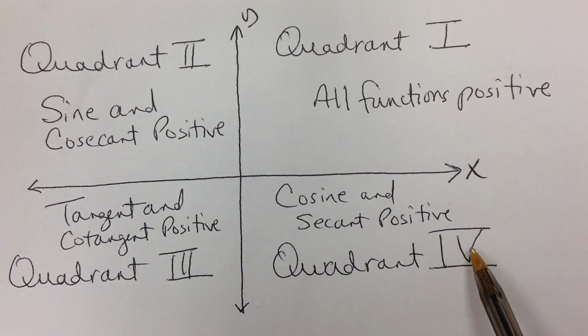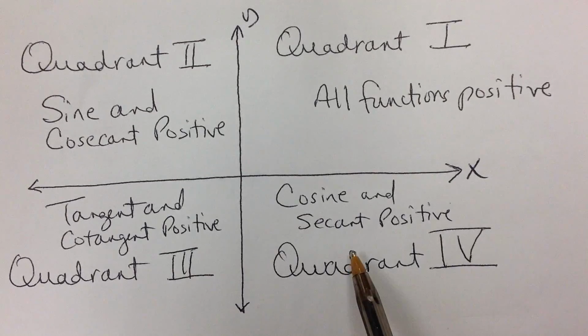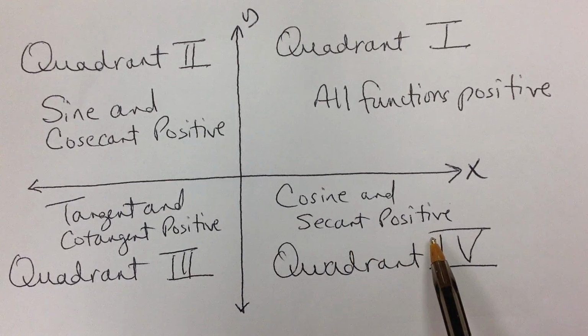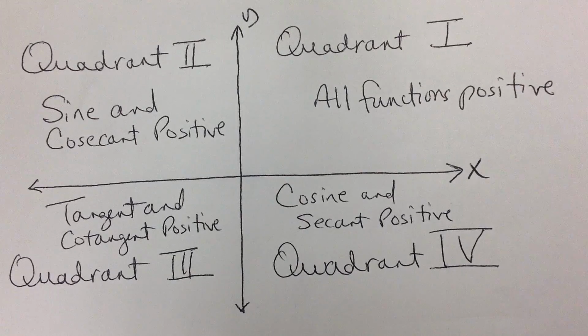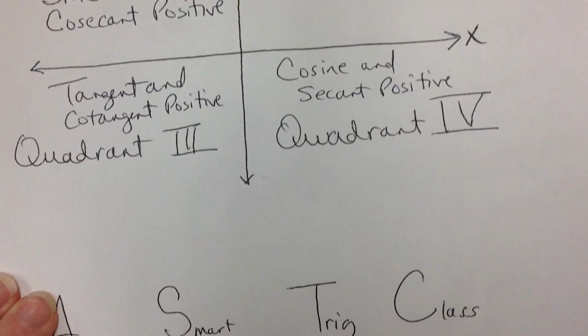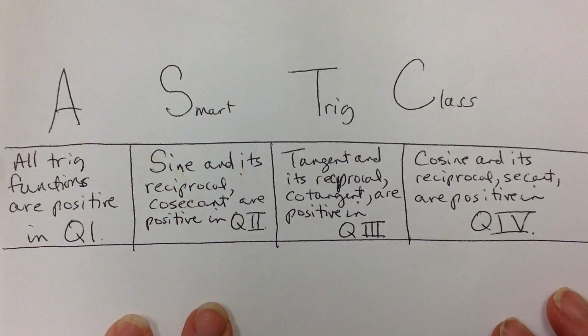And in quadrant 4, cosine and its reciprocal secant are positive. So this is very helpful to you when we start talking about all 6 trig functions in all the different quadrants. Now, here's a little saying that you might use to remember what we just gone over.